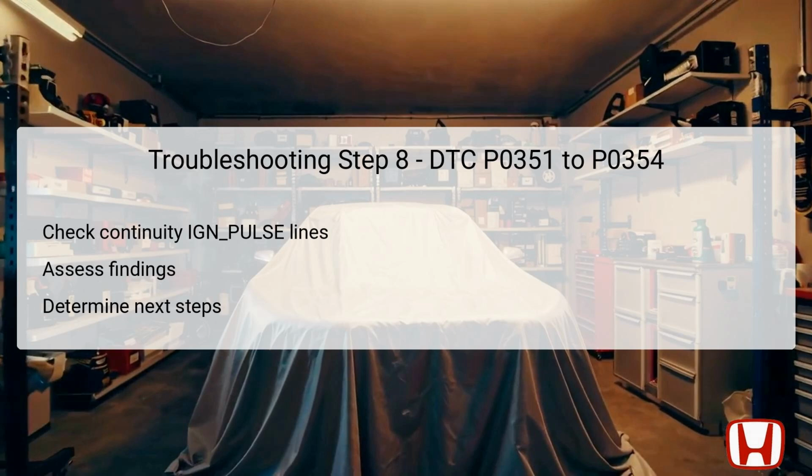If continuity is confirmed, it suggests the IGN pulse wires are okay, but you should check if the ECM is updated with the latest software version. If using a scan tool reveals this is not the case, you should consider updating the ECM. In cases where no continuity is found, it indicates a problem with the IGN pulse wire between the ECM and the ignition coil, requiring repairs.